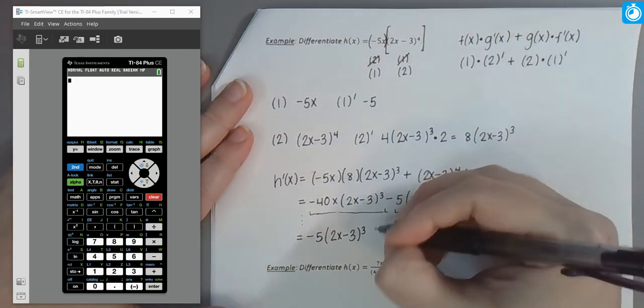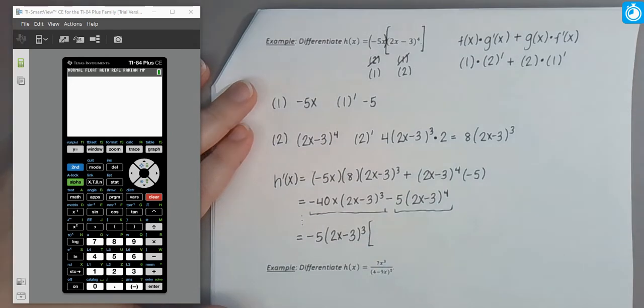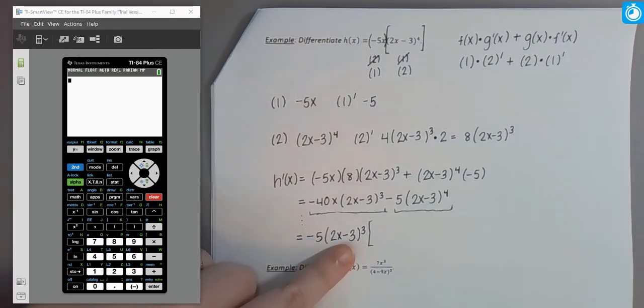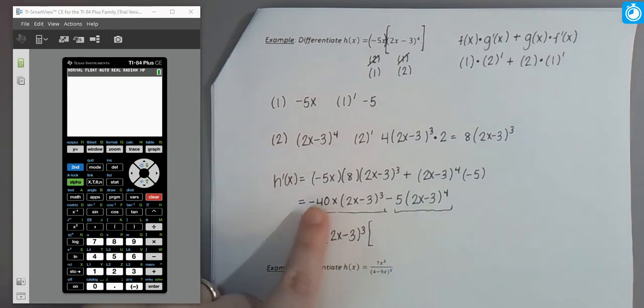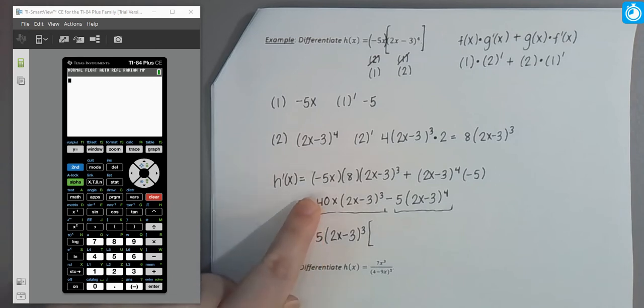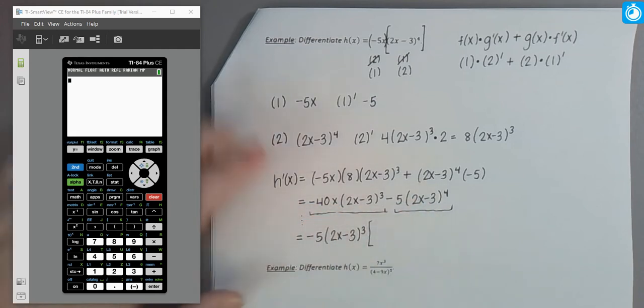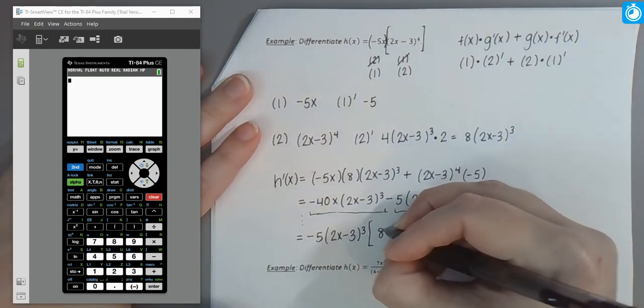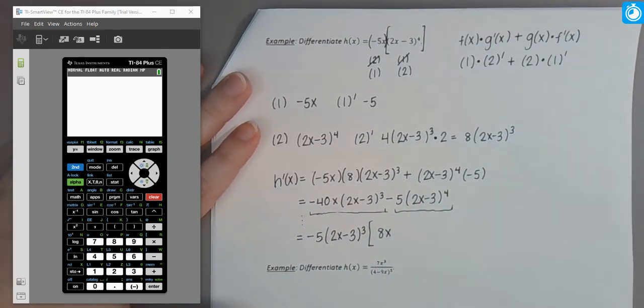So what are we left with? I'm going to use brackets here because there's going to be a little bit of stuff nested. Think about what's left over after you remove each of these factors from each of these terms. From the first term, we pulled out the whole 2x minus 3 cubed, so that's gone. We also pulled out a negative 5. So what's left? If we divide out a negative 5 from negative 40, we're left with an 8. And we didn't do anything with that x because it wasn't shared among those two terms. So we're left with an 8 and an x.